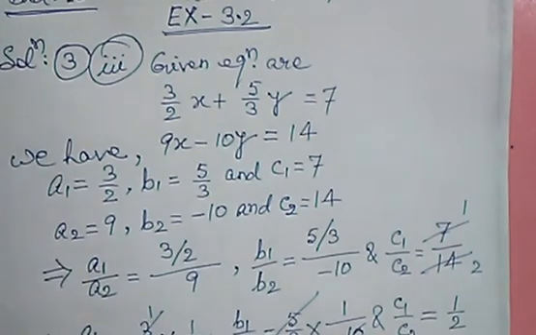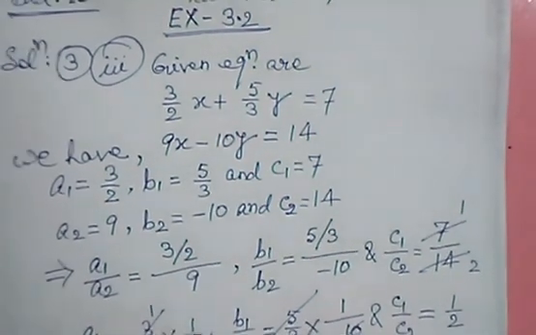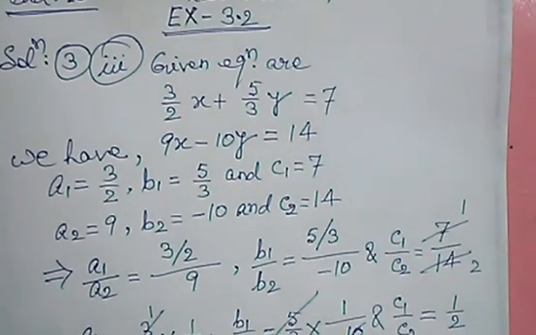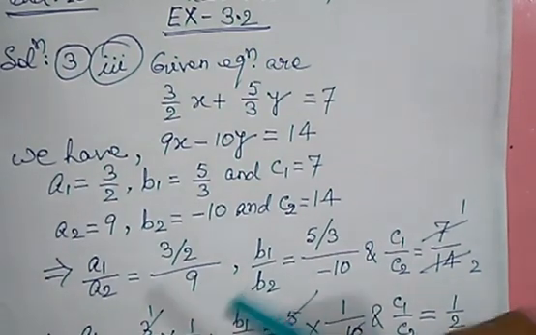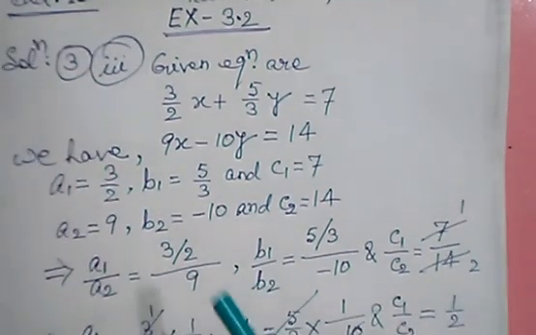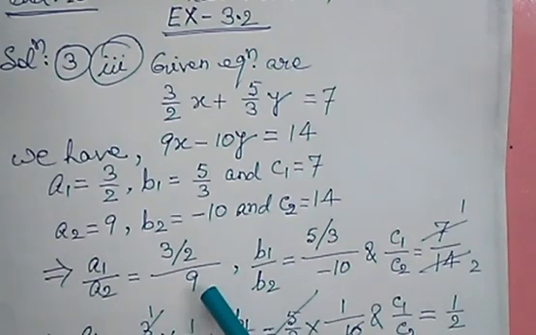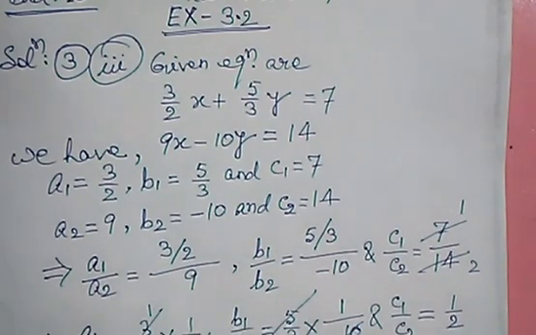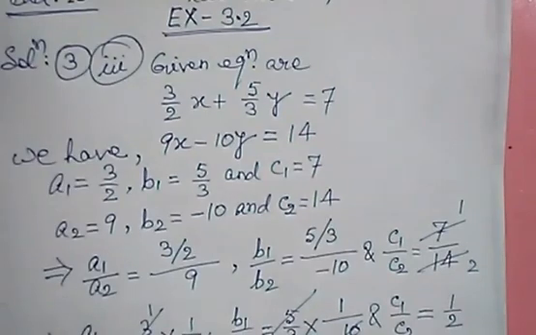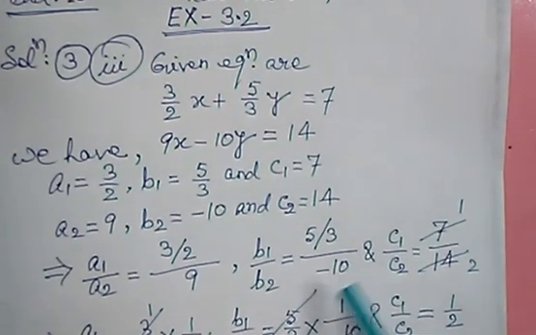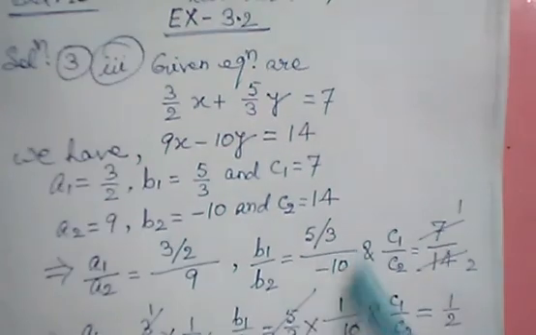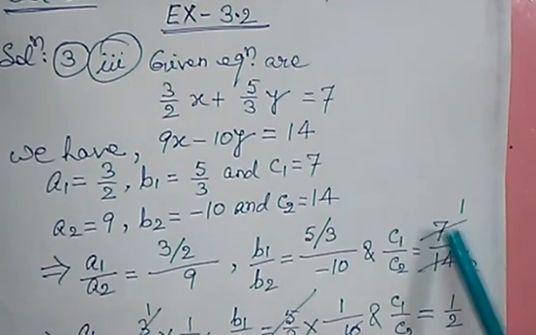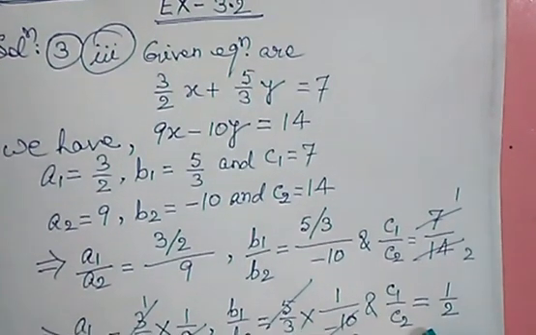Now see this, a1 upon a2 equal to 3 upon 2 multiplied by 1 upon 9, because whenever we divide a fraction by another fraction, the numerator fraction is multiplied by the reciprocal of the denominator fraction. That's why this is written here. Coming to b1 upon b2, here again the numerator fraction is 5 upon 3 divided by minus 10, so we multiply it by its reciprocal, which will be 1 upon minus 10. Leaving this apart, it is not required here.